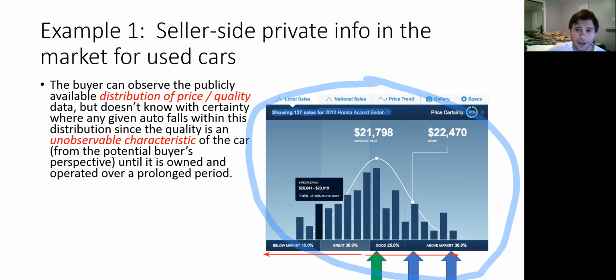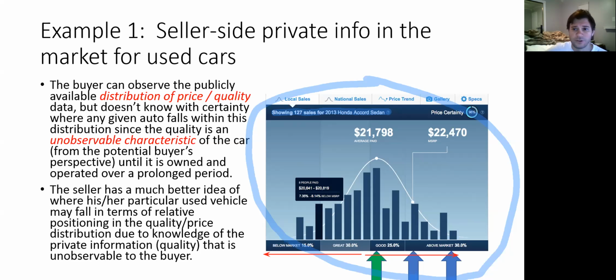The seller, on the other hand, has a much better idea of where his or her particular used vehicle may fall on this spectrum in terms of its relative positioning in the quality price distribution. So perhaps a consumer thinks the vehicle, let's say, falls over here. They think they're getting an above average vehicle in terms of quality, but the problem is the seller's vehicle actually falls on the lower end of that spectrum, which the consumer cannot actually observe, but the seller does.